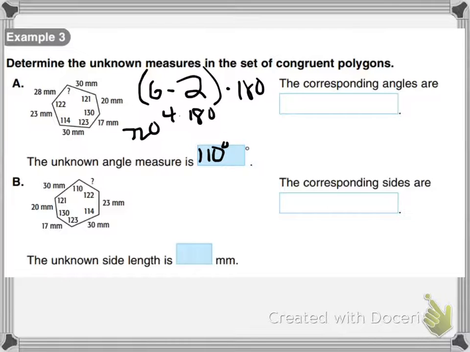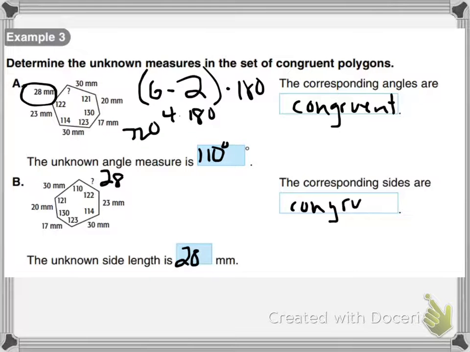Okay, and then if we jump down to this one, what we can do is look straight across and see that the missing angle, well, the one that's missing from up here was 28, so our missing angle from here is 28. Alright, so it's 28 millimeters, and we can see that the corresponding angles are congruent, and also the corresponding sides are congruent. So both of these hexagons are congruent shapes.